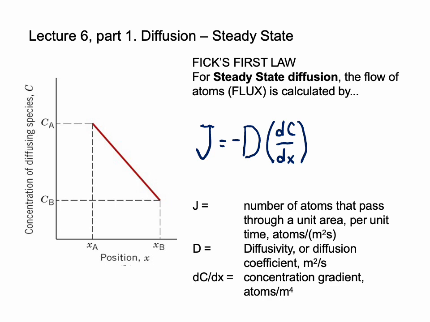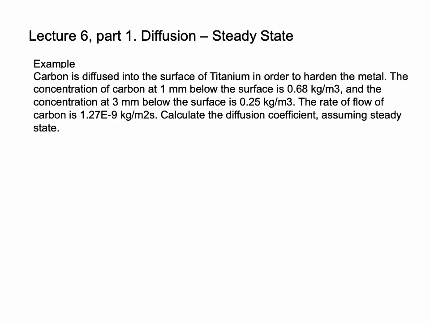There'll be 2 concentrations and 2 depths. There's diffusivity and there's diffusion flux. And you'd have 2 of those terms and you'd be solving for the third. So an example of that is this last slide. It says we're diffusing carbon across a thin layer of titanium, and we're measuring the concentration at 2 different places.